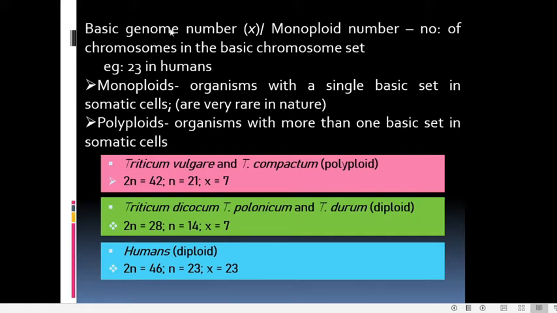Before that, we go to two types of organisms, that is monoploids and polyploids. Monoploids are organisms with a single basic set of chromosomes in their somatic cells. Those organisms which have only a single basic set of chromosomes in their somatic cells are called monoploids, and that is a very rare case in nature. But there are many organisms which have more than one basic set in their somatic cells. So, the sets will be in multiple numbers. That is what is called polyploidy. If monoploidy is x, polyploidy will be n times x, that is, n means the number of times, the multiples of x.